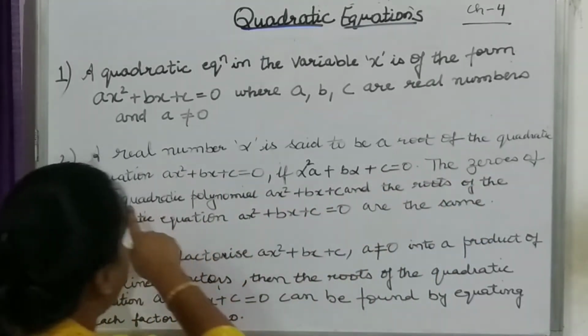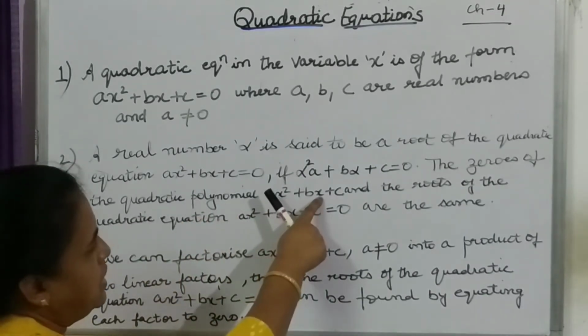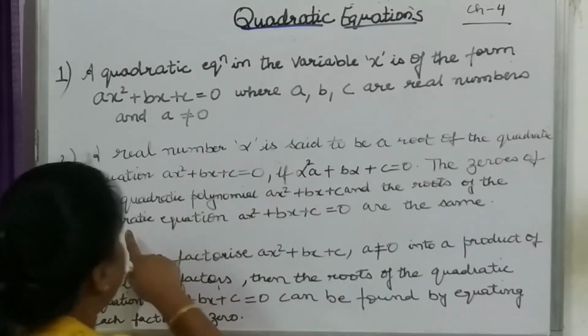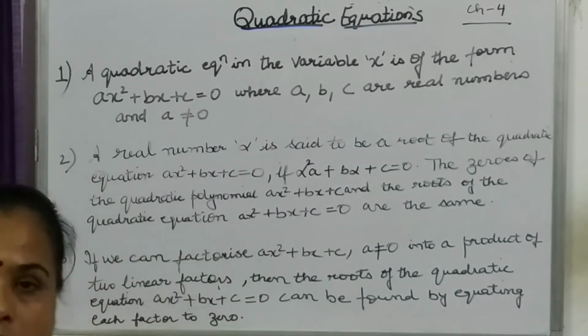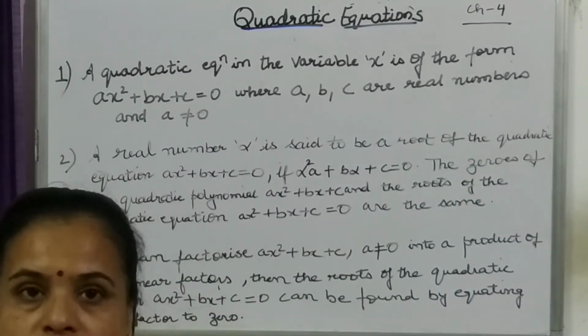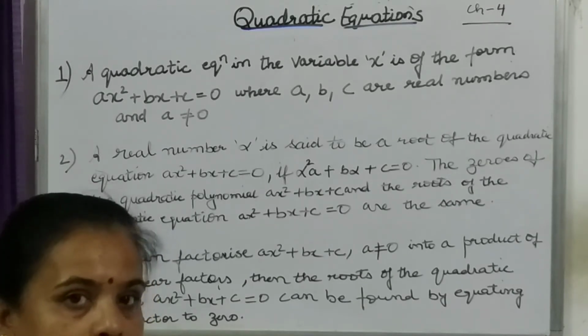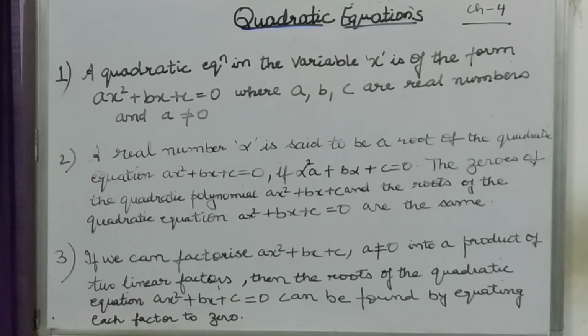The zeros of the quadratic polynomial and the roots of the quadratic equation are the same. The word zeros or the roots, both of them refer to the solutions of either the polynomial or the quadratic equation.